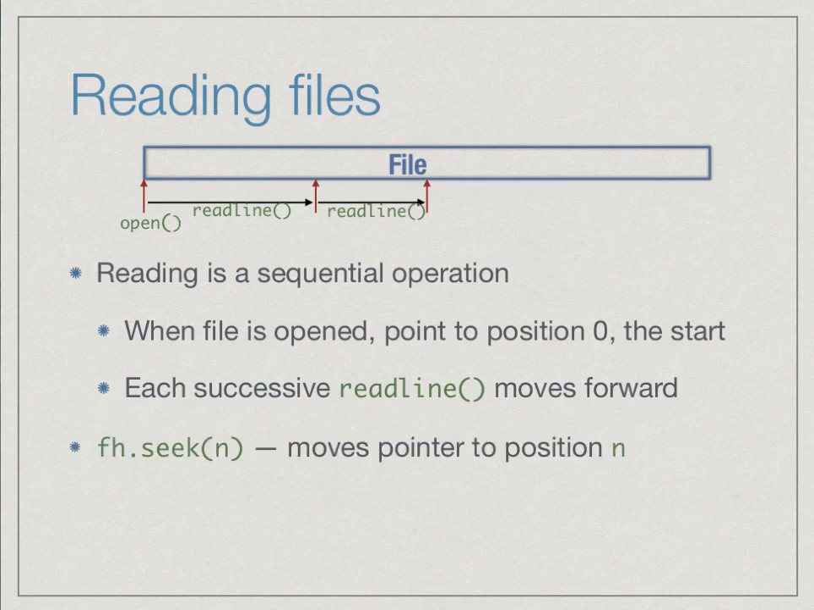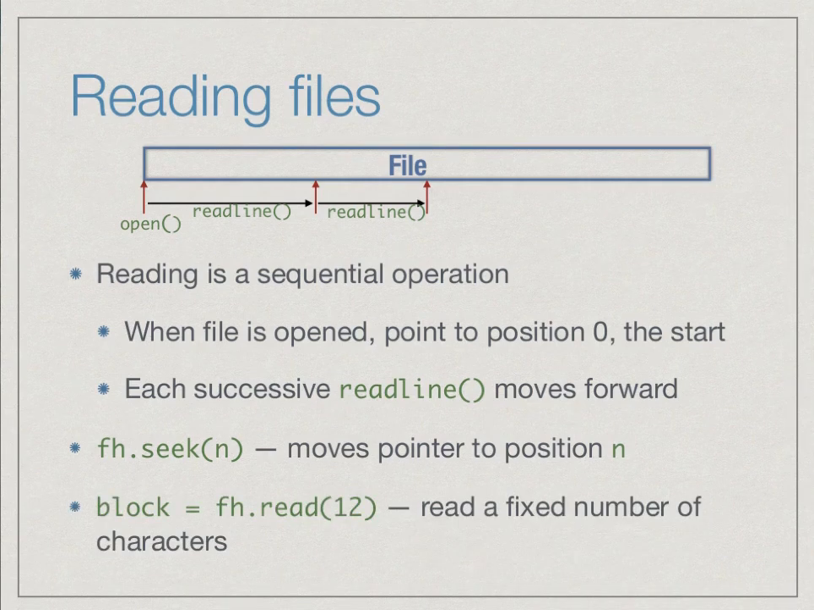In case we want to actually divert from this strategy, there is a command seek, which takes a position, an integer n, and moves directly to position n regardless of where you are. So this is one way to move back or to jump around in a file other than by reading consecutively line by line.